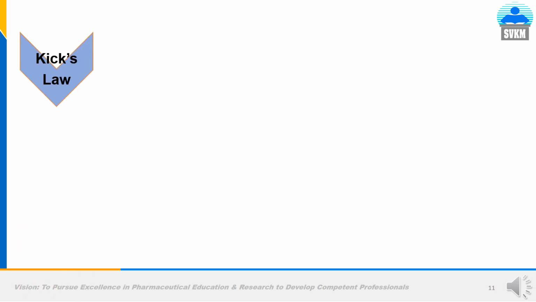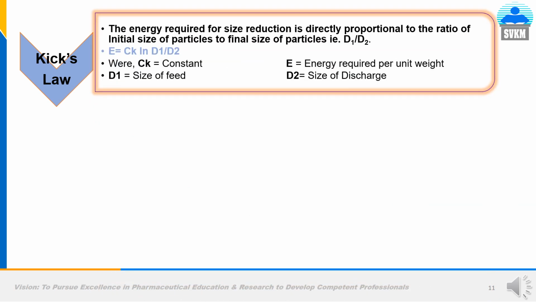Now we'll discuss the different laws involved in size reduction. There are three basic laws. First is Kick's law, second is Rittinger's law, and third is Bond's law. As per Kick's law, the statement is that the energy required for size reduction is directly proportional to the ratio of the initial size of the particle to the final size of the particle, that is d1 upon d2.